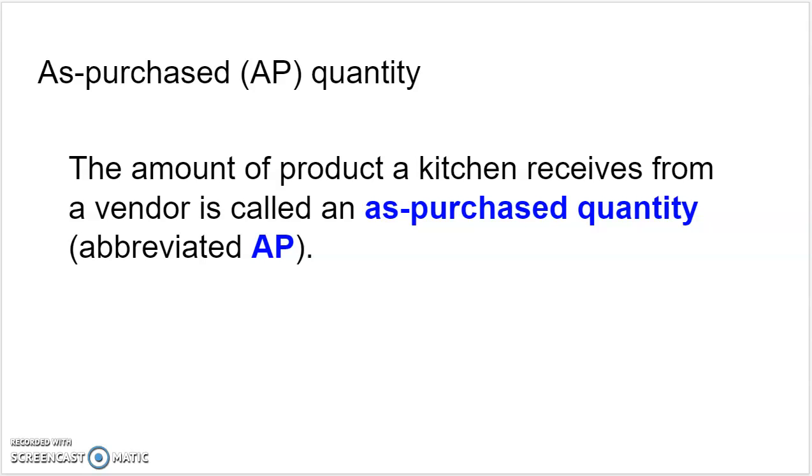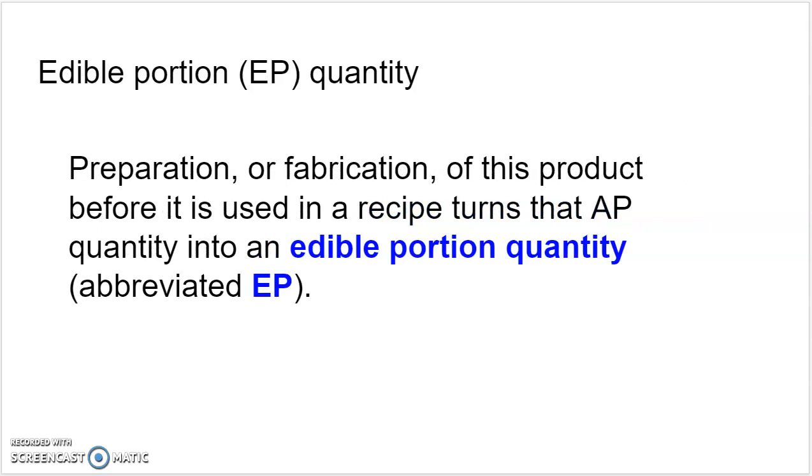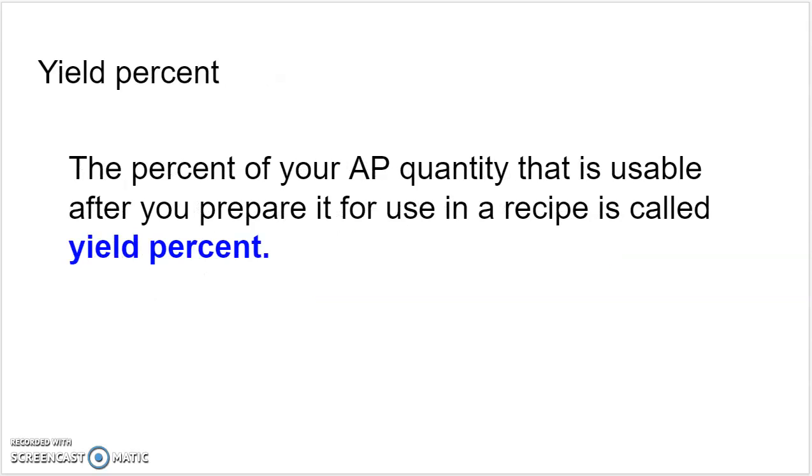So now moving toward yield percent, we need to talk about as purchased quantity. You probably know what that is. The amount of product that you buy from a vendor is the as purchased quantity, or AP. Preparation or fabrication of this product before it's used in a recipe turns that AP quantity into an edible portion quantity, abbreviated EP. And so yield percent is the percent of your AP quantity that is usable after you prepare it for use in a recipe.